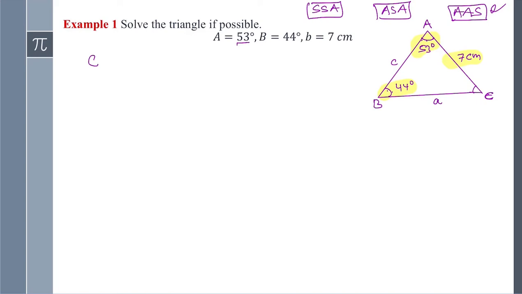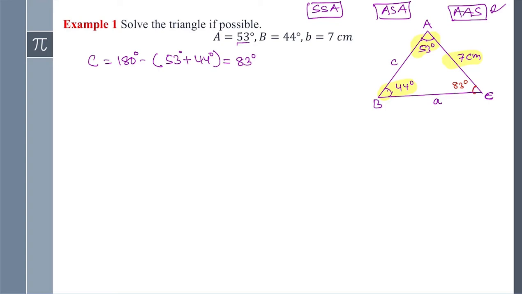So angle C equals 180 minus angle A, which is 53 degrees, plus angle B, which is 44 degrees. If you put this into the calculator, you'll get C equals 83 degrees. That means we have angle C equals 83 degrees. So we found all the angles.